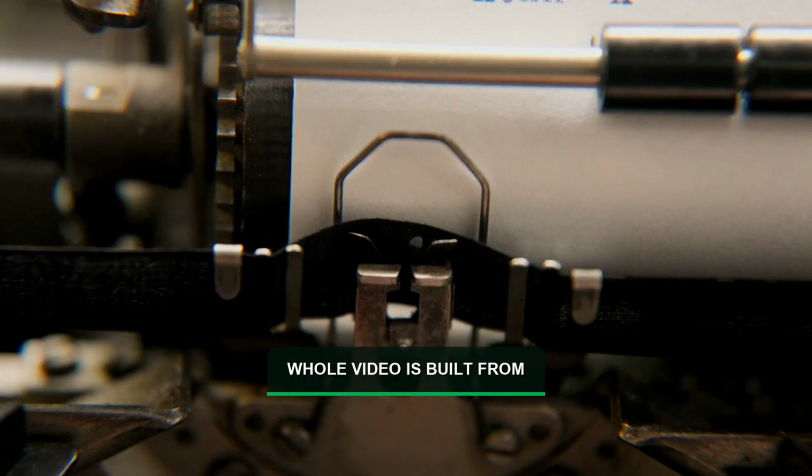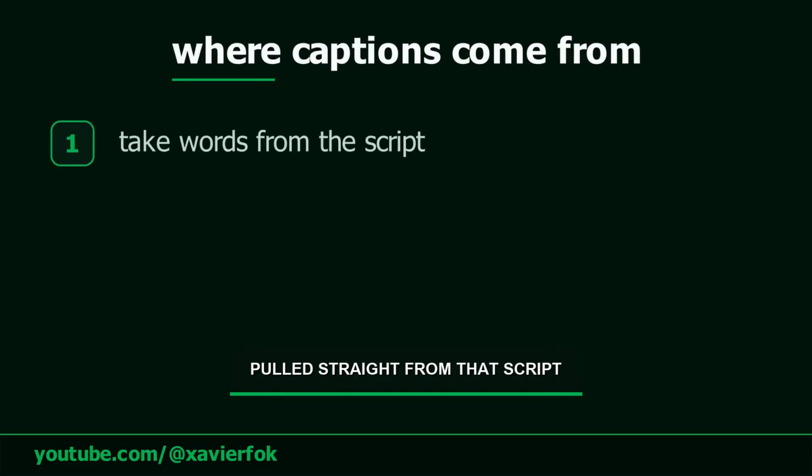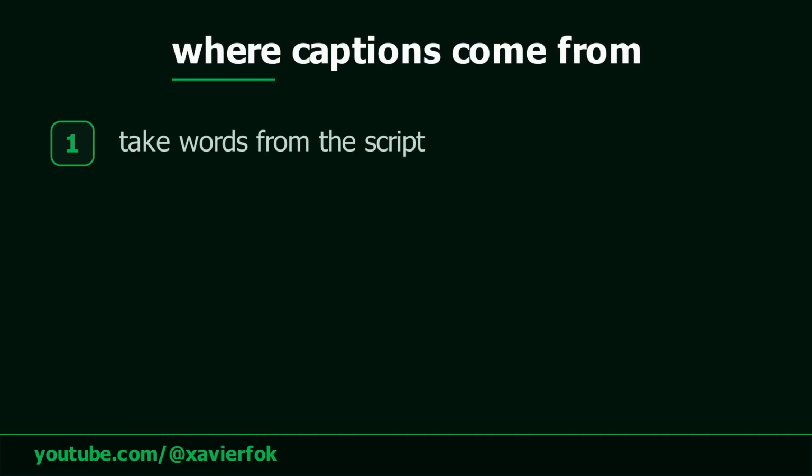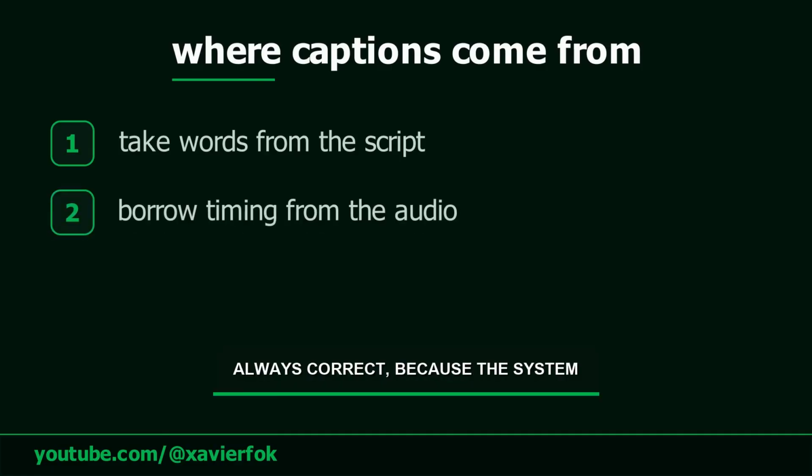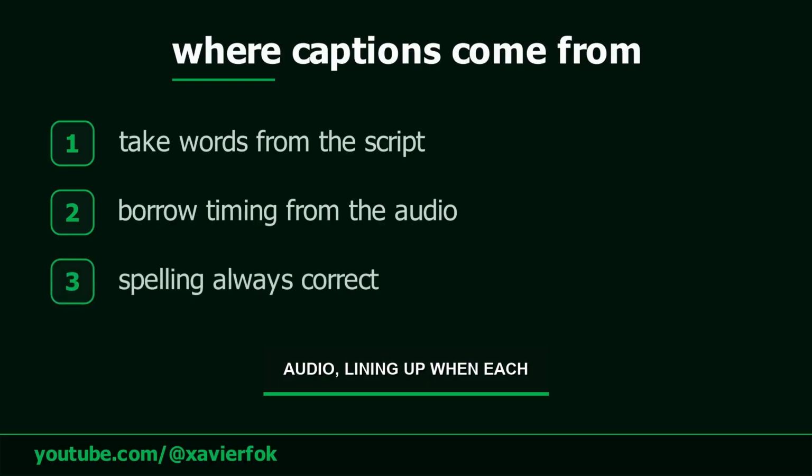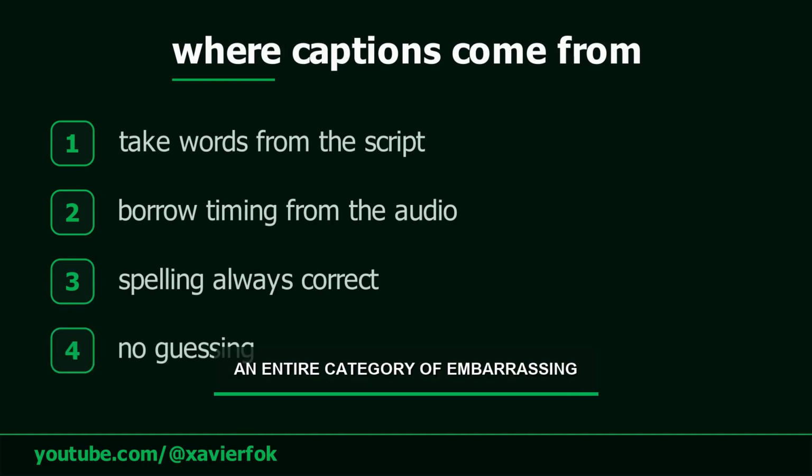Because the whole video is built from my script, the captions are pulled straight from that script text, the exact words spelled the way I wrote them, so a tricky product name or an unusual term is always correct because the system never had to guess. It already knew. It just borrows the timing from the audio, lining up when each word is spoken, but takes the actual spelling from the script. That one decision quietly kills an entire category of embarrassing caption errors that you see all over automated videos.